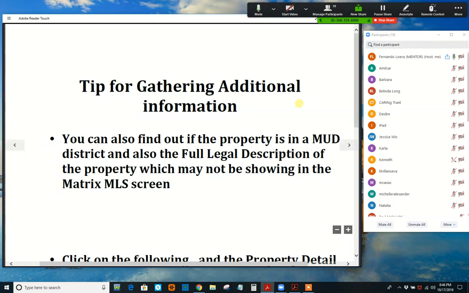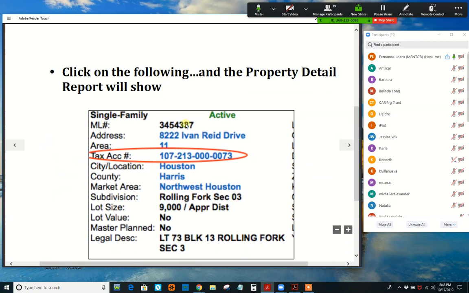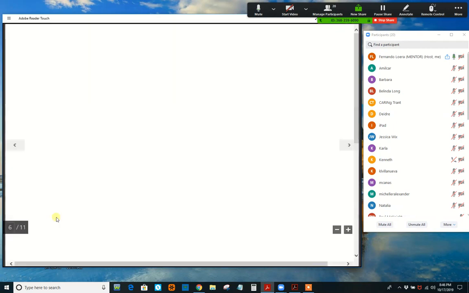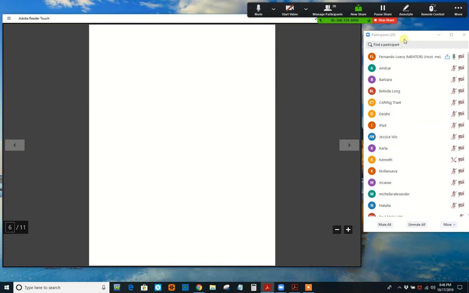So that's important. The best way to go is, while you're inside Matrix MLS, click on the tax account number. This is a hyperlink, you can actually click on it. And then, oh my goodness, my computer's a little slow. There it goes. It actually shows you the property detail report, and the property detail report will show you if there's a MUD.